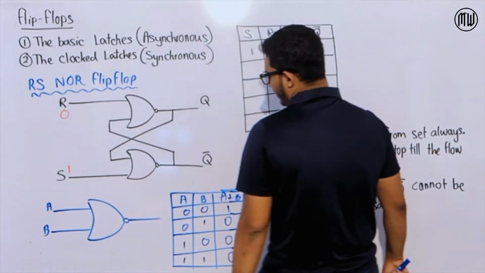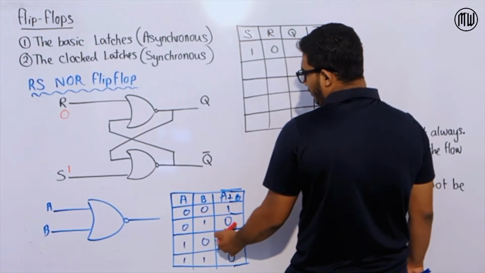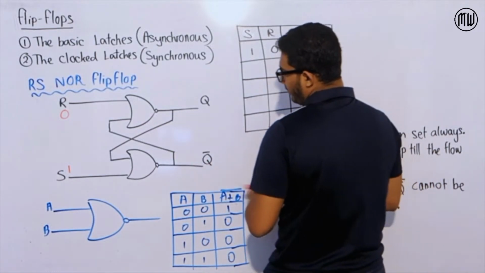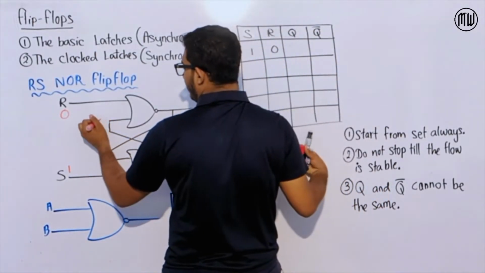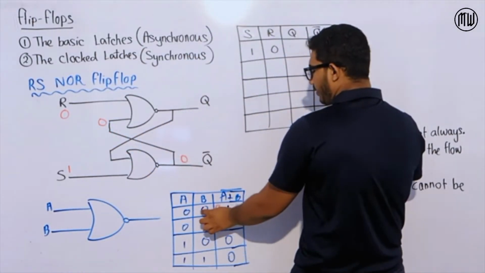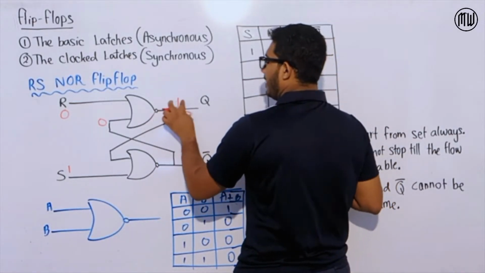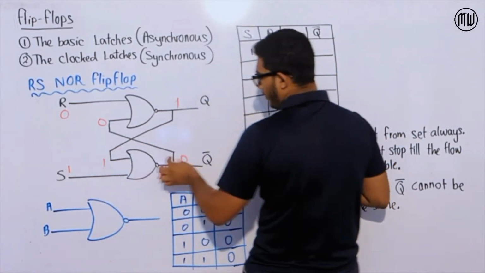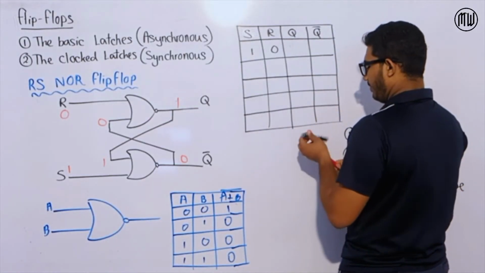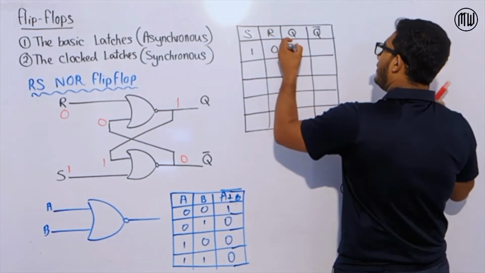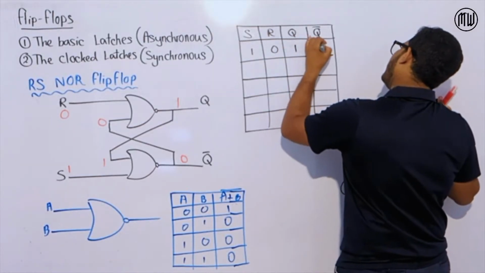1 against the S column. If there's a 1 somewhere, the output should be 0. That 0 goes to here. 0, 0 is 1. That 1 comes here. 1, 1 is 0. See, it works. So Q will be 1 and Q bar will be 0.